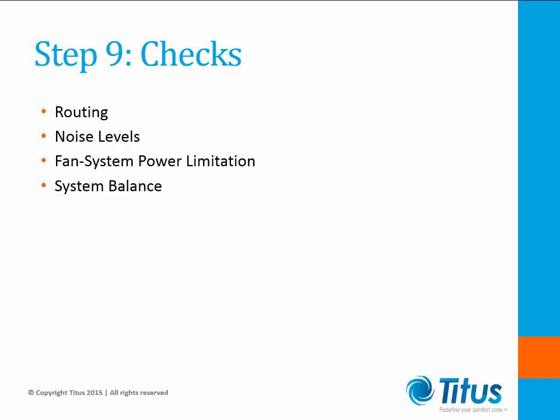Verify selected fan and motor are in compliance with the local energy requirements. If the fan power is out of compliance, it will require ductwork redesign to lower the pressure drop of the system. Review system balance, making any final changes to provide an approximately balanced pressure loss through all branches.